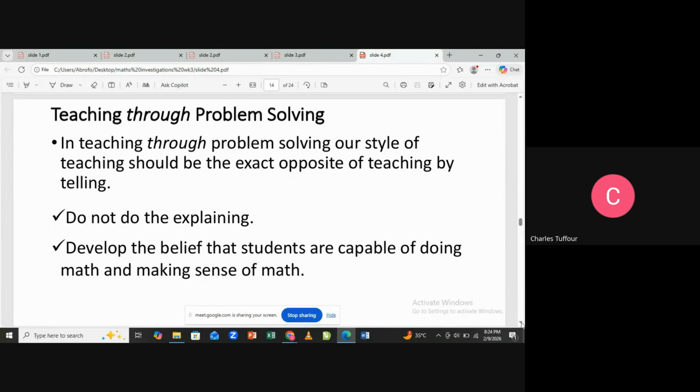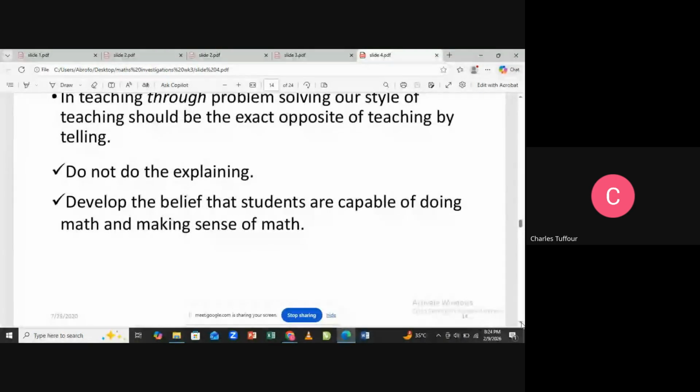So in the quiz, they can ask you: teaching through problem solving, teachers can do all the following except. When you see any of these, that is the answer: do not do the explaining. You are not supposed to explain the problem to the learners. Develop the belief that students are capable of doing math and making sense of math, and do not teach by telling them.